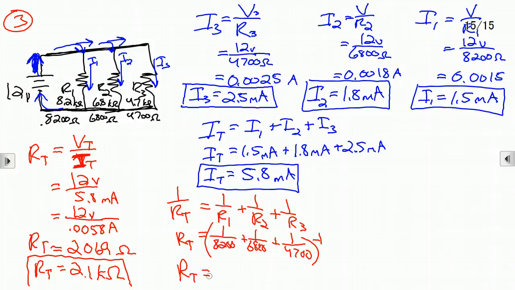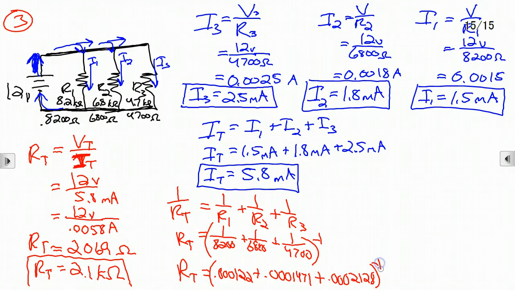So 1 over 8200 gives me 0.000122 plus 1 over 6800, 0.0001471, plus 1 over 4700 equals 0.0002128.